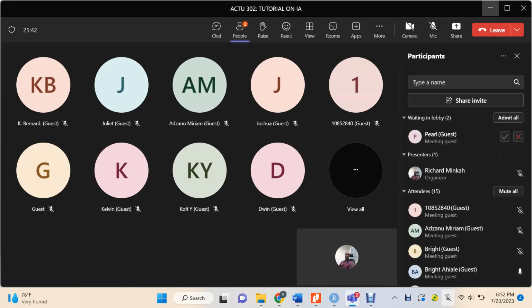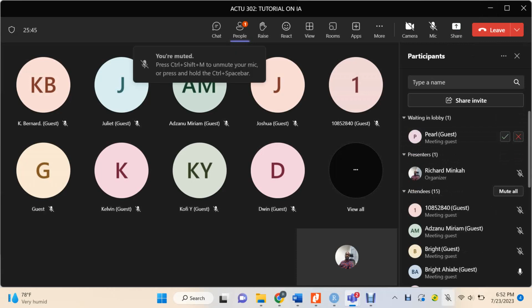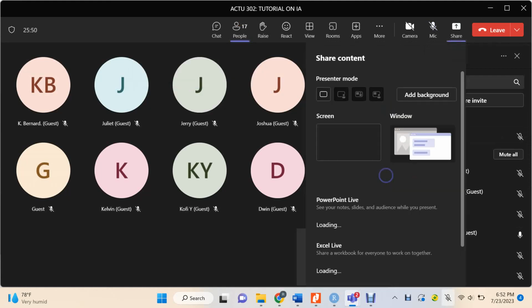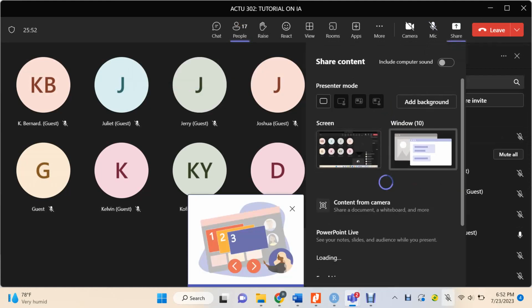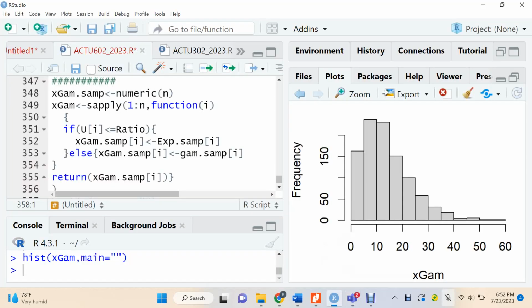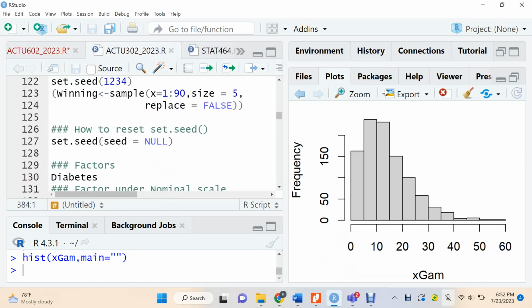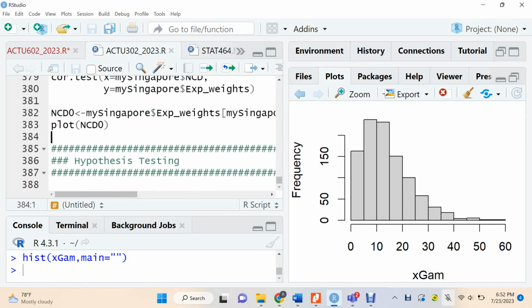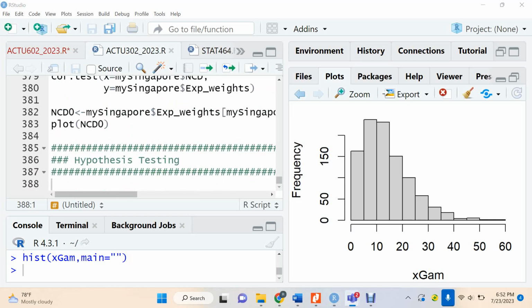Okay, so now I'm going to share the screen and then you can have access to it. Okay, can you see the screen now? Can you see my screen now? Yes, sir. Okay, all right. So we're going to start.